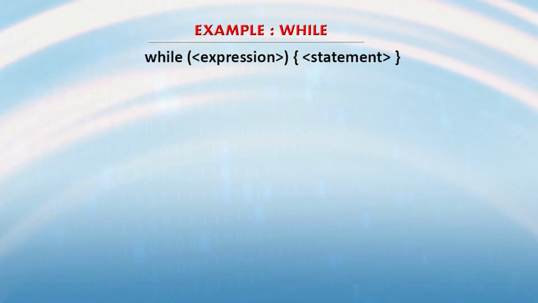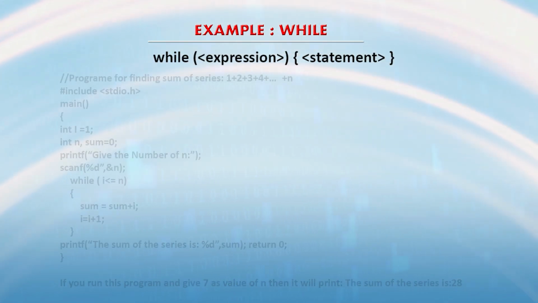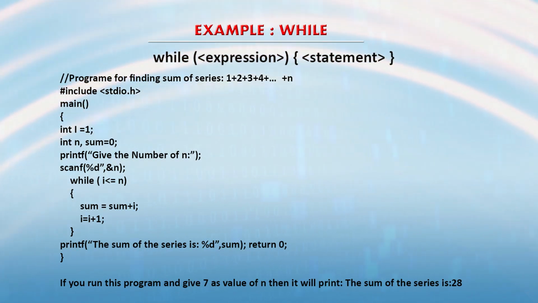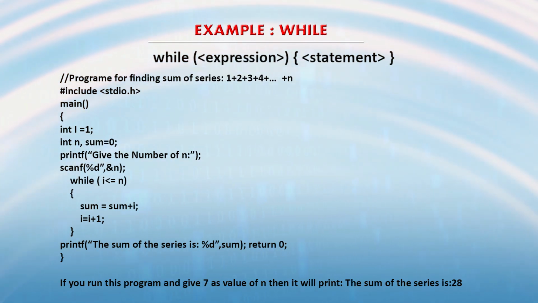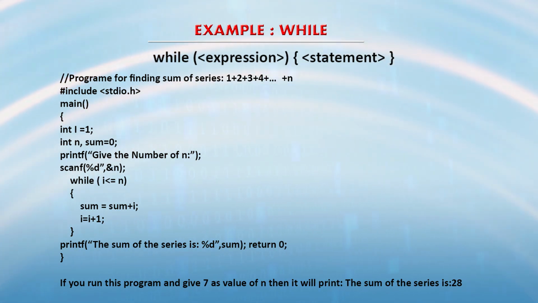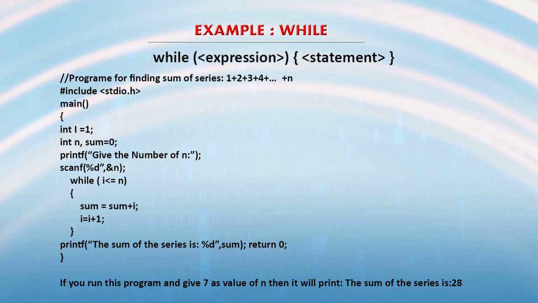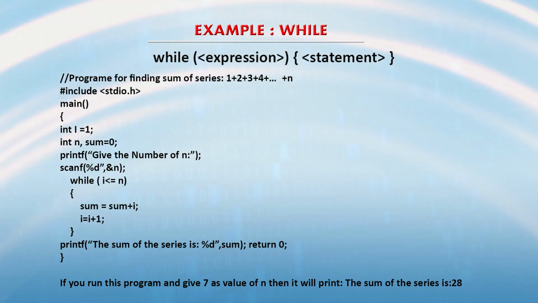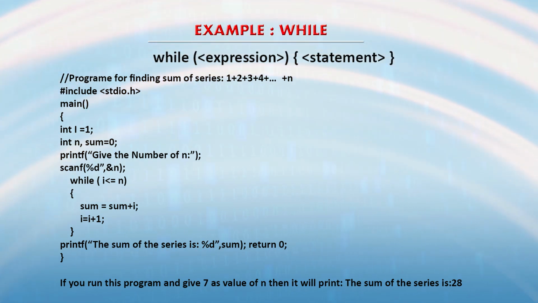Now we are using int i and initializing it to 1, and int n, and sum is equal to 0. Sum is again a variable used to store the sum of all the values up to which we want the total. We ask the user to enter the number n up to which they want the sum total, and that is stored in the variable n. The scanf statement takes the value.